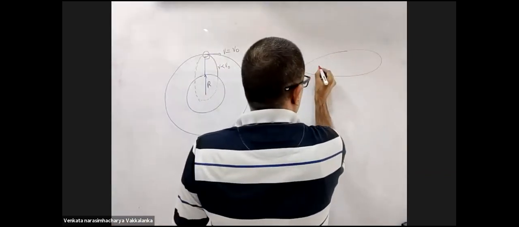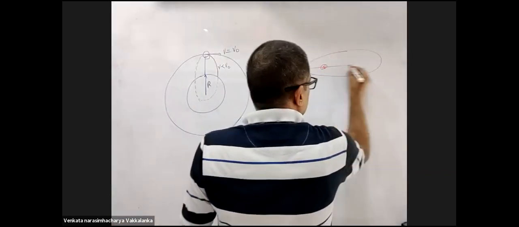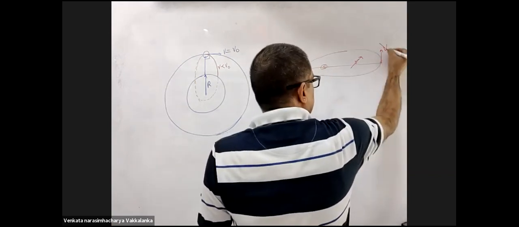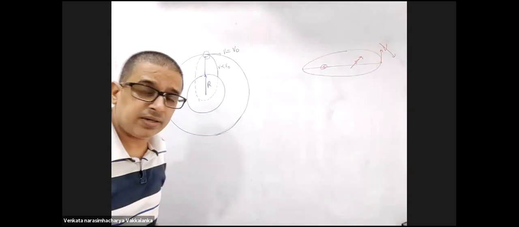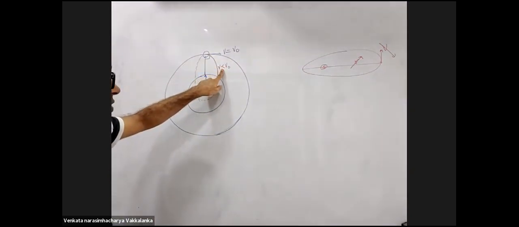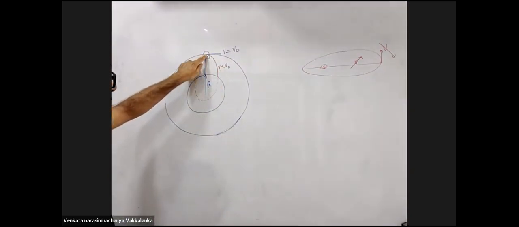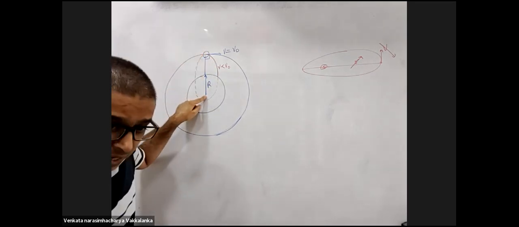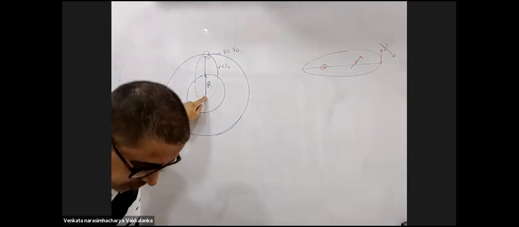Recollect what we did right now. In an elliptical orbit, this was the Sun. Farther the distance, lesser the velocity. R is greater, velocity is lesser. Now you decrease the velocity. So this should be the farthest point for this elliptical orbit. Do you get this point clear?